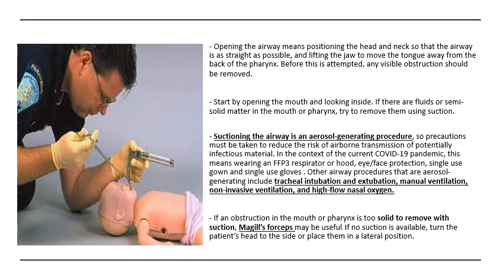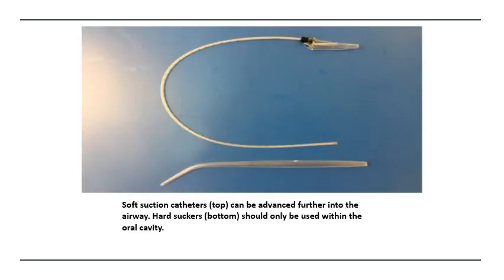After that you will oxygenate. There are of course different types of catheters or suction catheters. We have the soft suction catheter, the one on top, which can be advanced further into the airway, and we have the hard suckers, the one at the bottom, which should only be used within the oral cavity to avoid airway trauma.